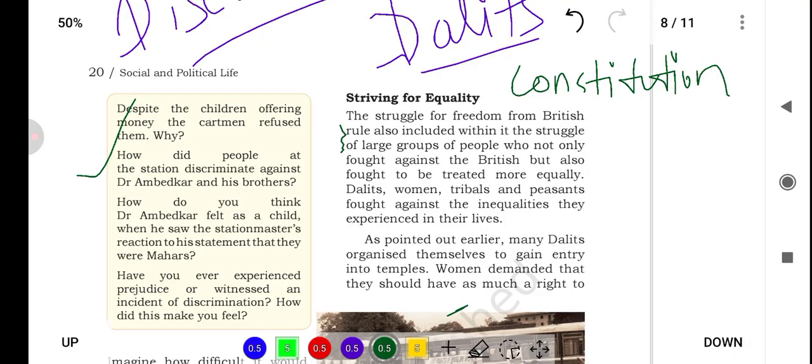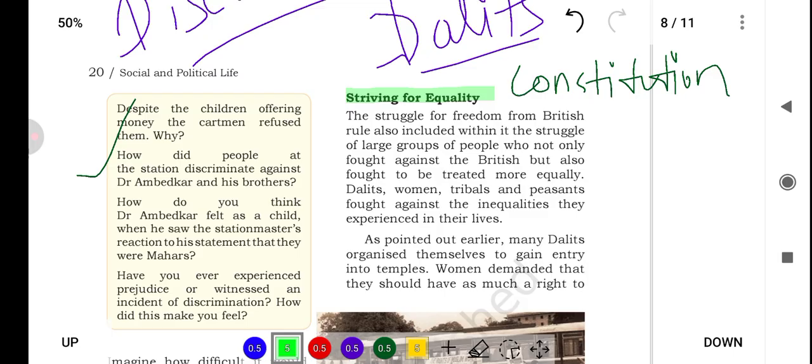Striving for equality. The struggle for freedom from British rule also included within it the struggle of large groups of people who not only fought against the British but also fought to be treated more equally. Dalits, women, tribals, and peasants fought against the inequalities they experienced in their lives. As pointed out earlier, many Dalits organized themselves to gain entry into temples.